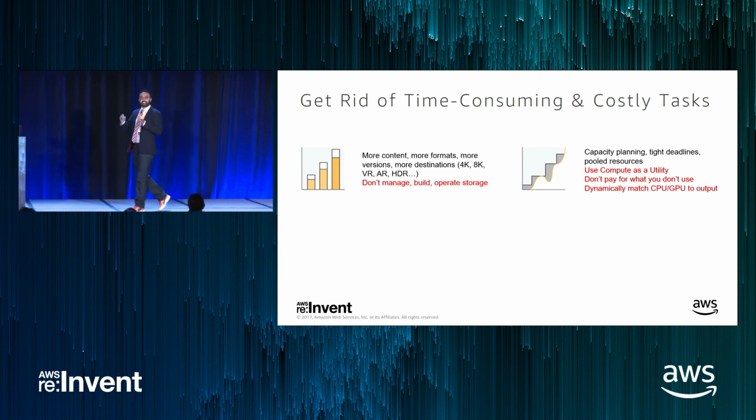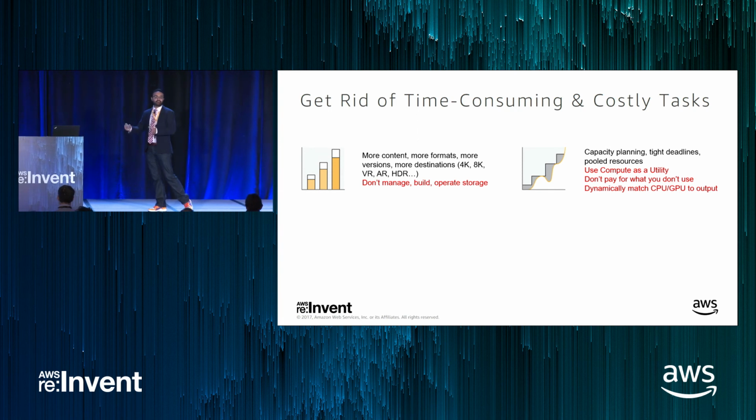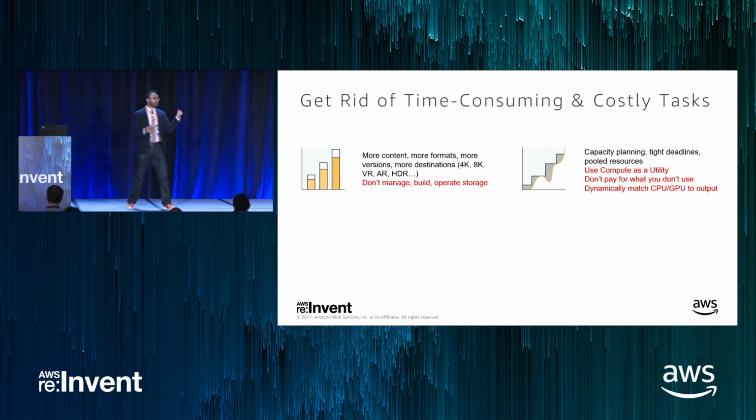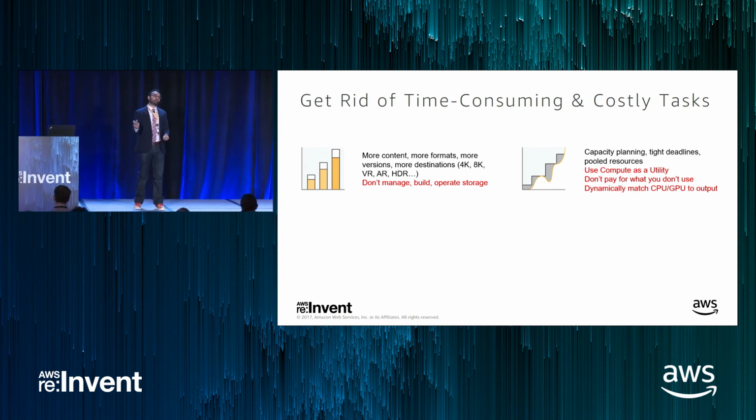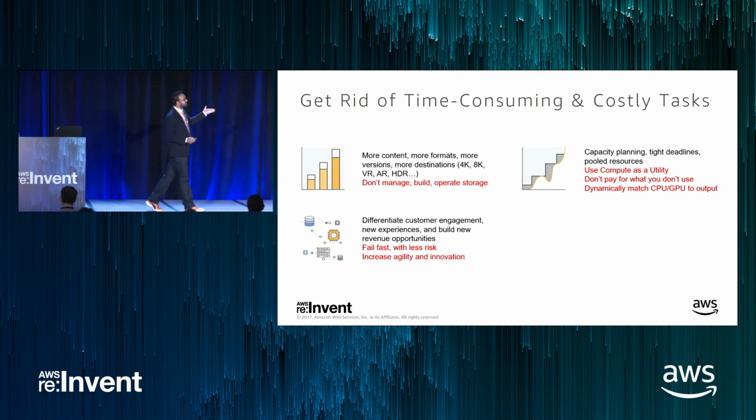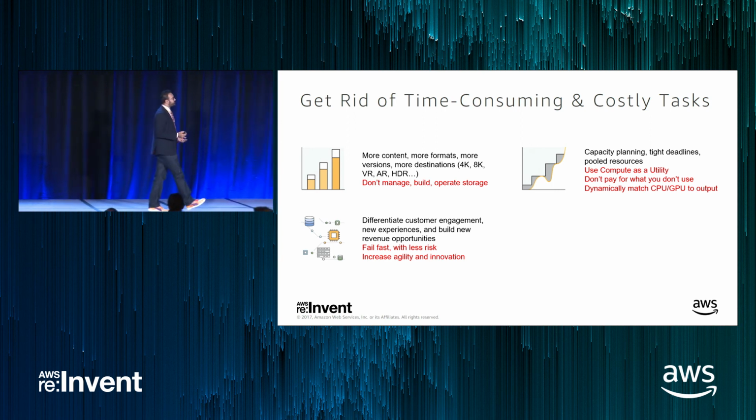So compute as utility, paying for what you use, don't pay for what you don't use, match your CPU and GPU mix to the application and the workload or workflow that you're trying to drive. So if you build a very agile supply chain, whether you need a CPU at one point or a GPU at one point might be dependent on the file input or the file output. And the ability to swap quickly without that overhead of managing, installing, powering, running, looking at efficiencies of infrastructure becomes compelling. As does the ability to differentiate from a customer engagement perspective.